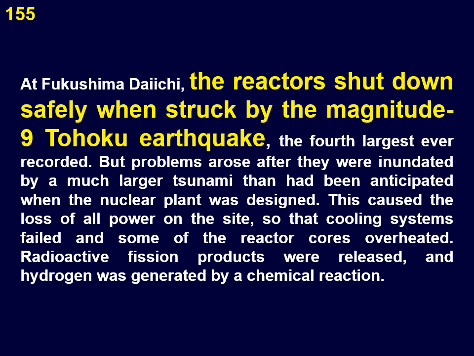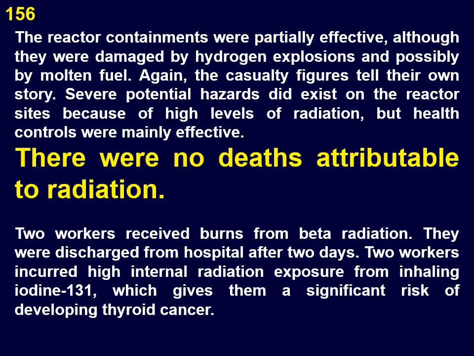Radioactive fission products were released, and hydrogen was generated by a chemical reaction. The reactor containments were partially effective, although they were damaged by hydrogen explosions and possibly by molten fuel. Again, the casualty figures tell their own story. Severe potential hazards did exist on the reactor sites because of high levels of radiation, but health controls were mainly effective. There were no deaths attributable to radiation.